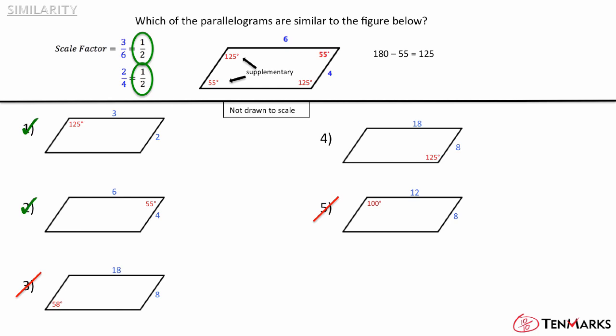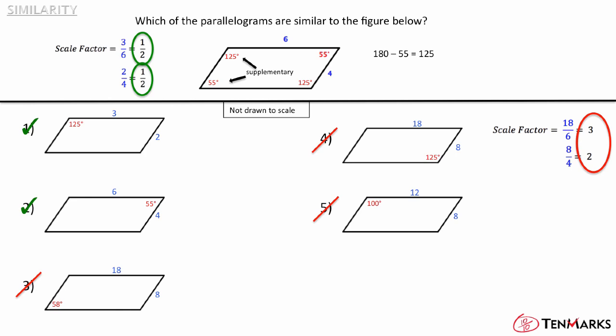What about answer number 4? Test the scale factors. The scale factor for the top sides is 3, and the scale factor for the right sides is 2. So this one is not similar to the original. So figures number 1 and 2 are similar to the original figure. Do you think there is a limit to the number of similar figures an object can have? There isn't. Every figure has infinitely many similar figures.